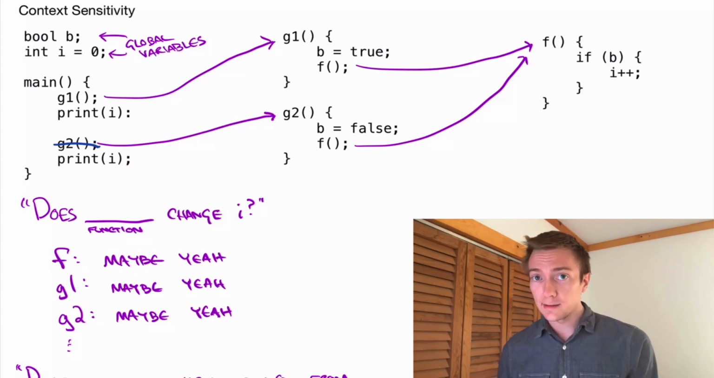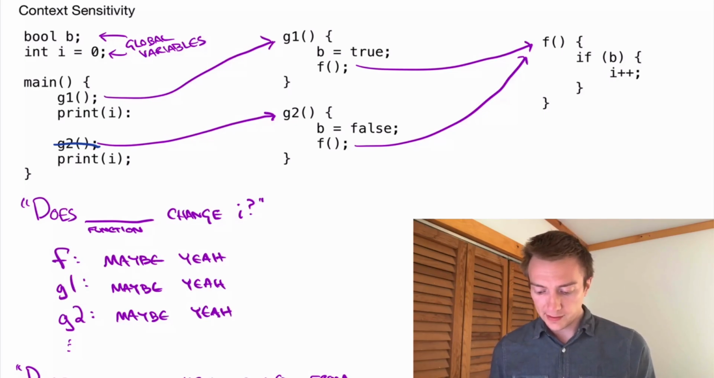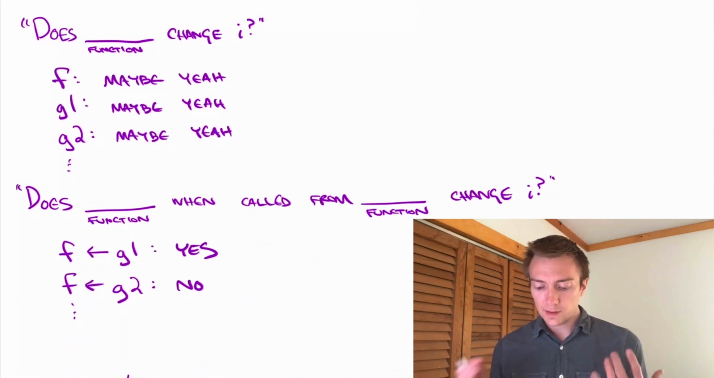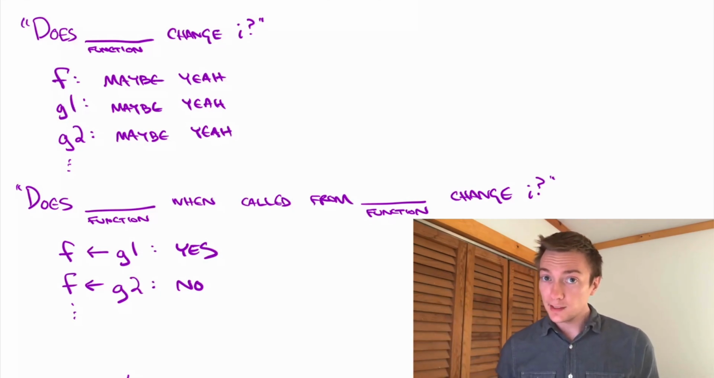So how are we going to get there? A simple way to go about this that does not work is to try to write a global analysis that asks whether functions change I. Practically speaking, this would ask which global variables a function modifies, not just asking about I. But in any case, if we were to ask this question, does this function modify I?